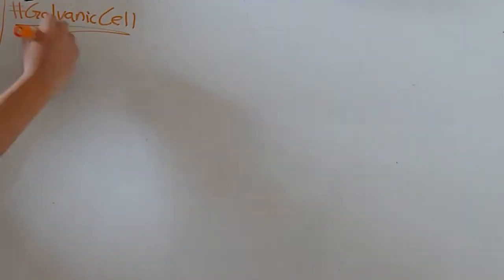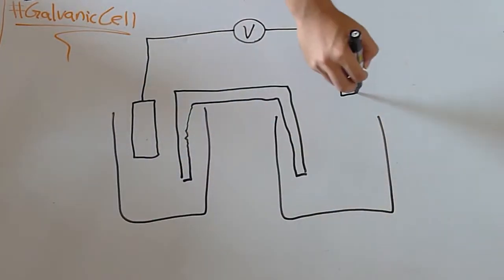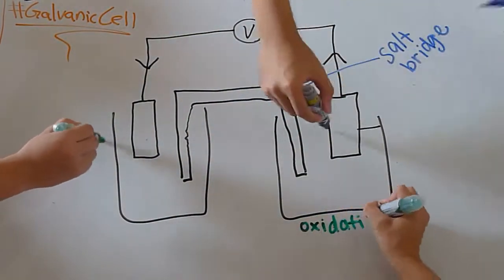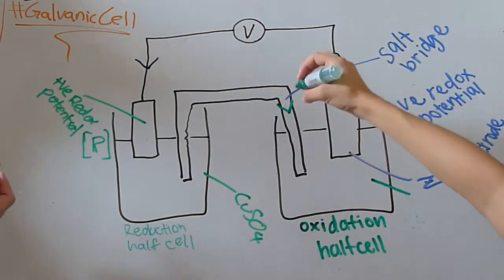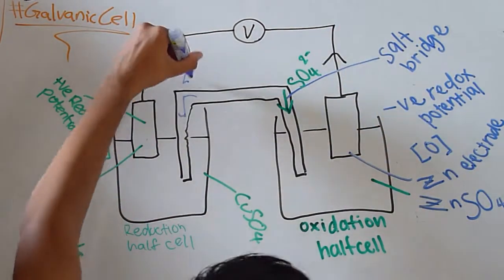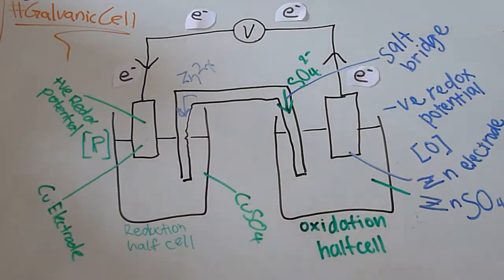Another example is a galvanic cell. We have two electrodes. One undergoes reduction and the other undergoes oxidation. There's a salt bridge which only has ions being transferred. For this case, it is zinc and sulfate ions. Cations will move towards the electrode that undergoes reduction, and anions will move towards the electrode that undergoes oxidation. We have the oxidation half cell and the reduction half cell.